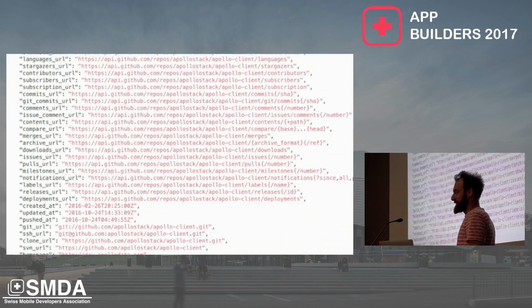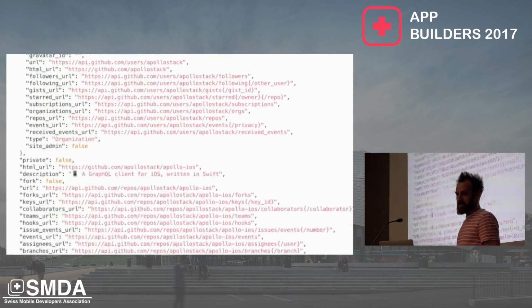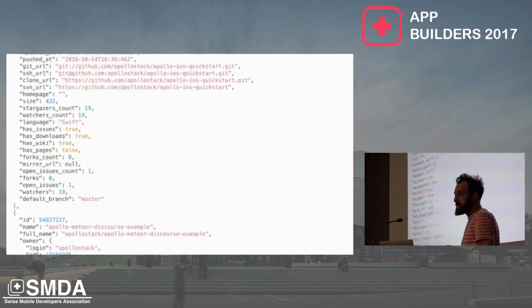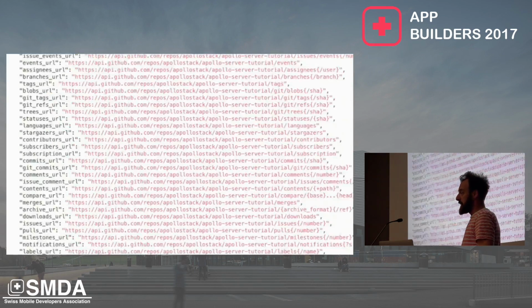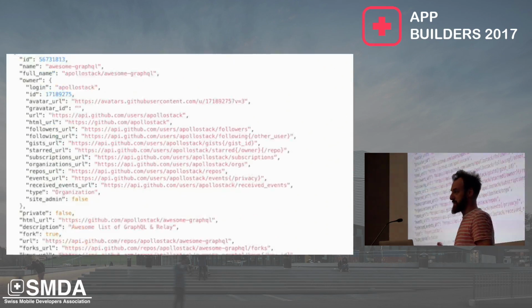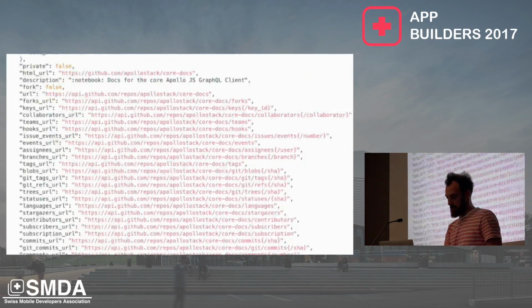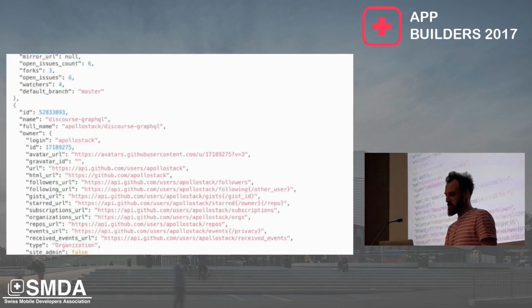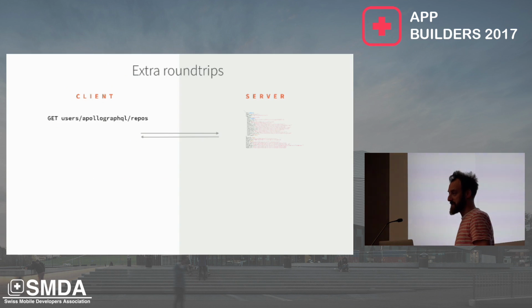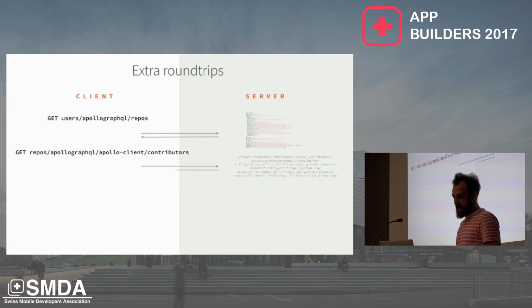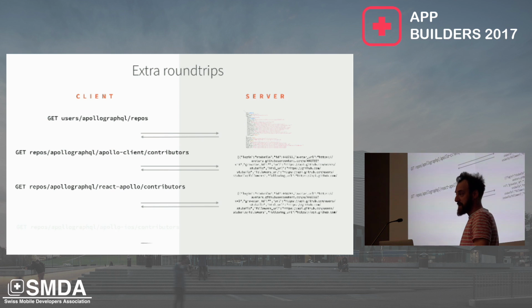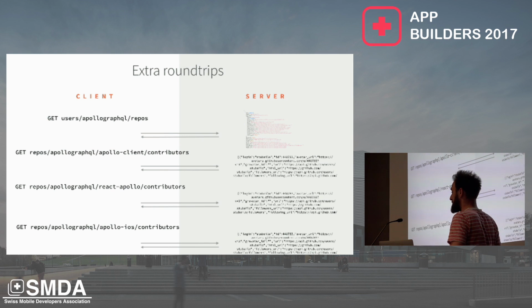So this is a lot of data, and that takes bandwidth. It also takes processing, and it's something that really slows down your app, especially on slower connections, slower devices. But it probably doesn't give you the exact data you need for a specific screen. So let's say you don't just want to show a list of repositories, but you also want to show the top 3 contributors. With a RESTful API, that often means that you have to make extra round trips to get that information.